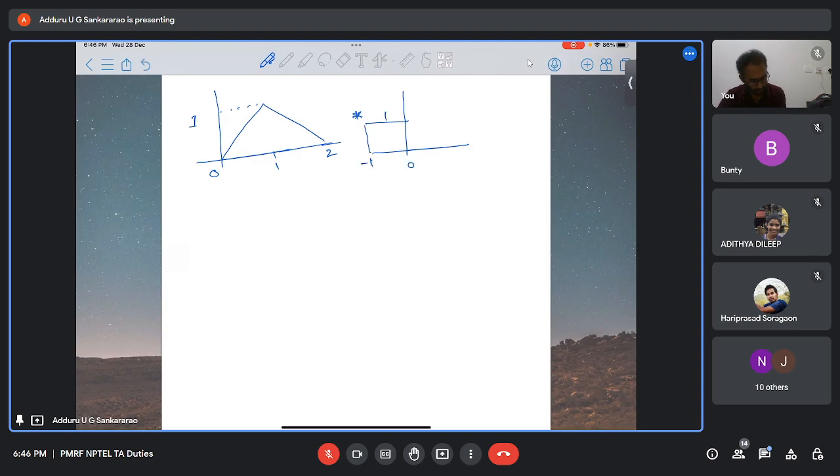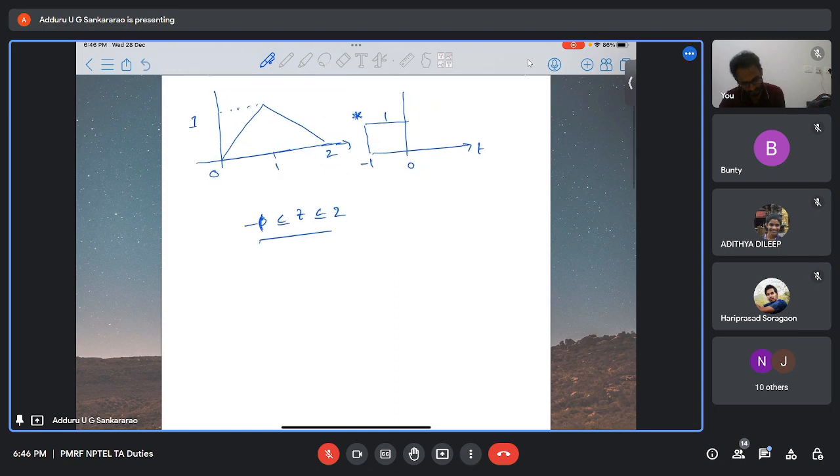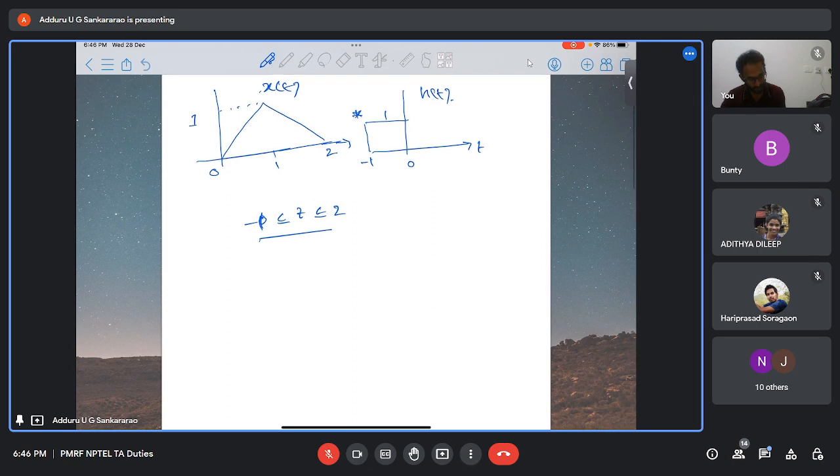Okay, t axis I am writing. So the limits of convolution are from minus 1 to 2, right? Now what is the convolution? Let us say this is x of t, this is h of t. Then what is the convolution formula? Minus infinity to plus infinity x of tau h of t minus tau d tau.